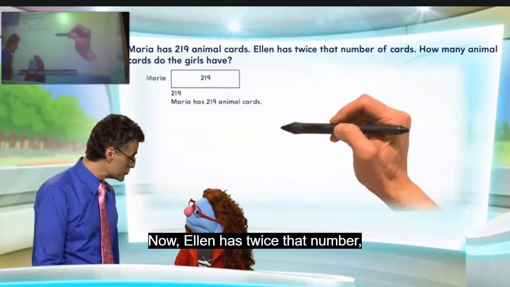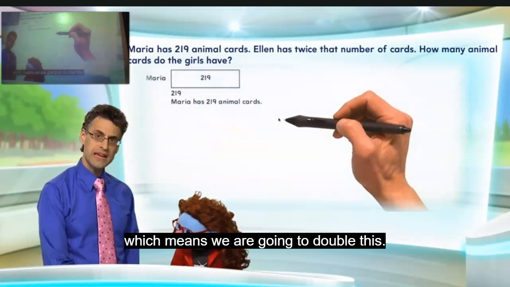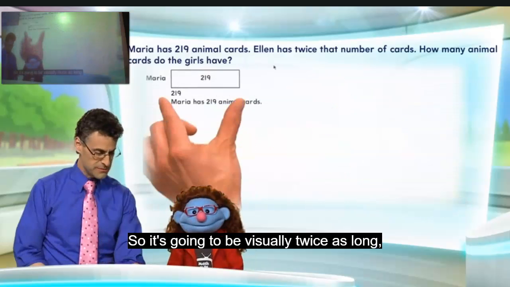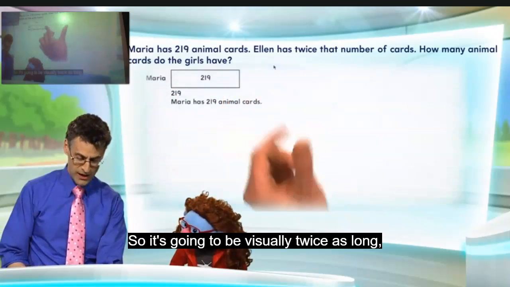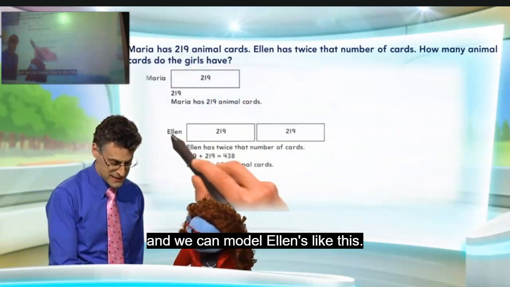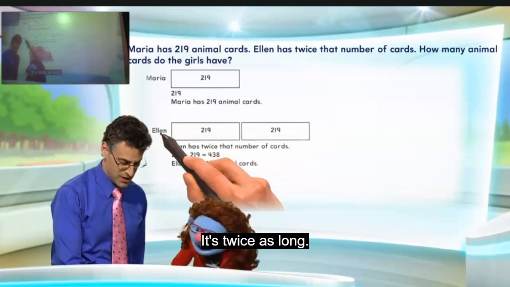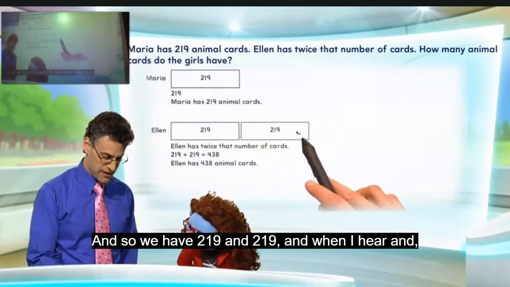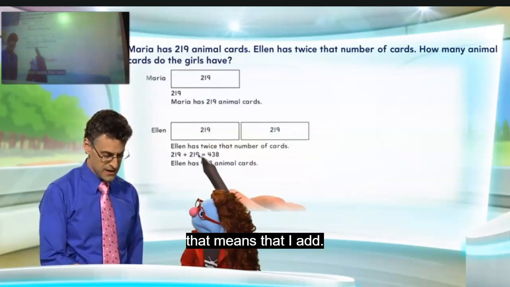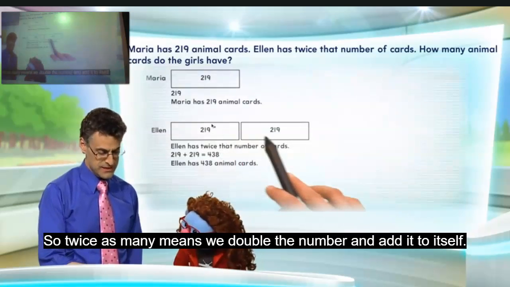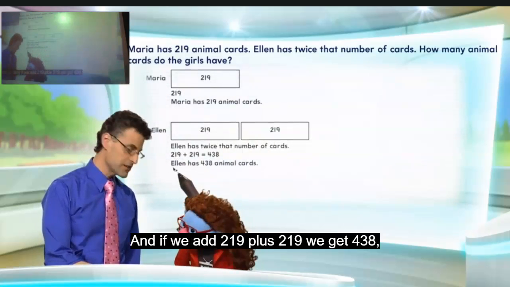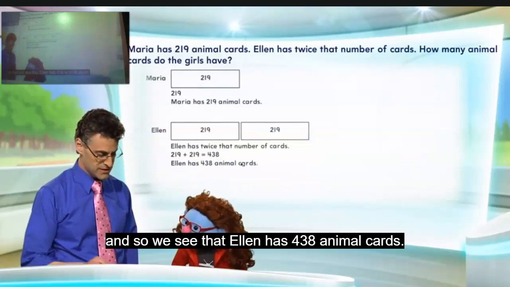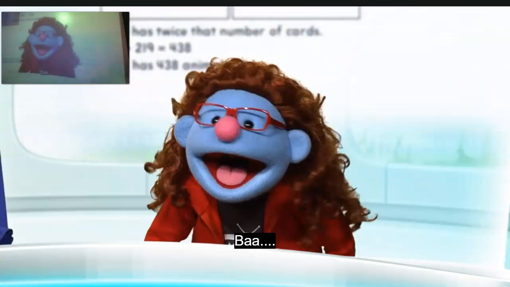Now, Ellen has twice that number, which means we're going to double this. We're going to take this number and take another copy of that number. So it's going to be visually twice as long, and we can model Ellen's like this. Look how much longer it is. It's twice as long. Exactly. And so we have 219 and 219, and when I hear and, that means that I add. So twice as many means we double the number and add it to itself, and if we add 219 plus 219, we get 438, and so we see that Ellen has 438 animal cards.